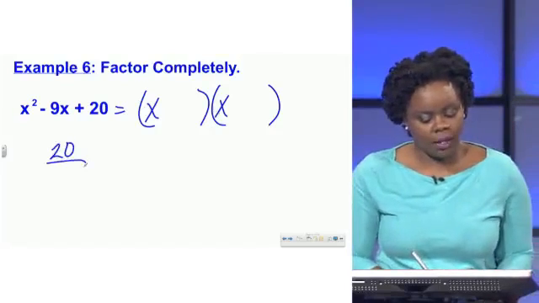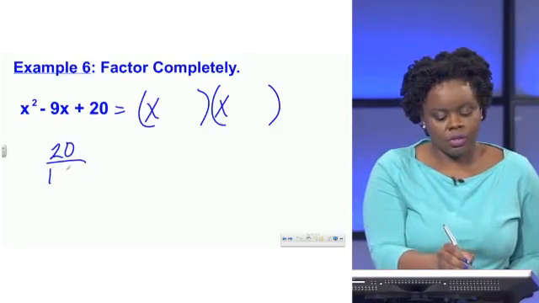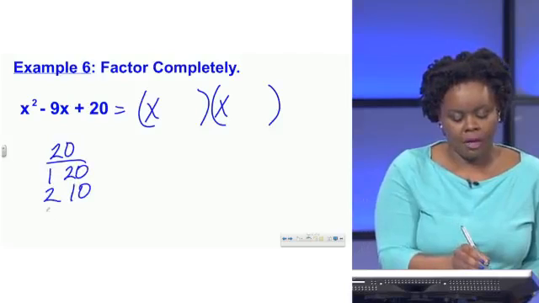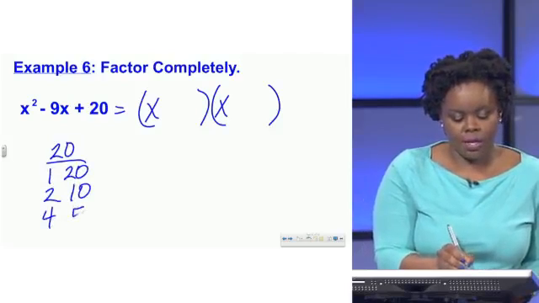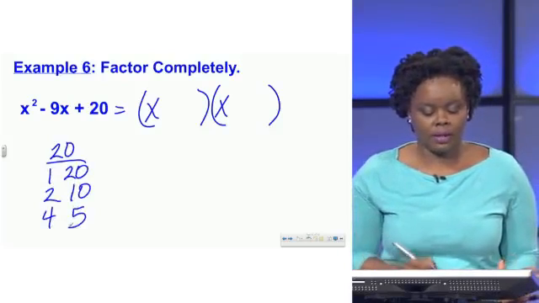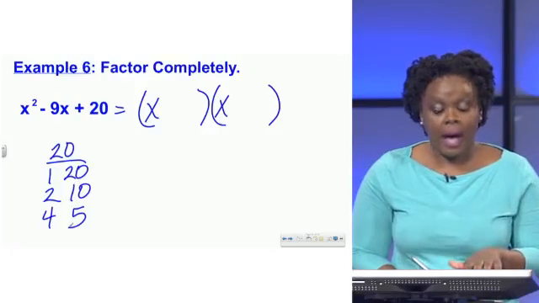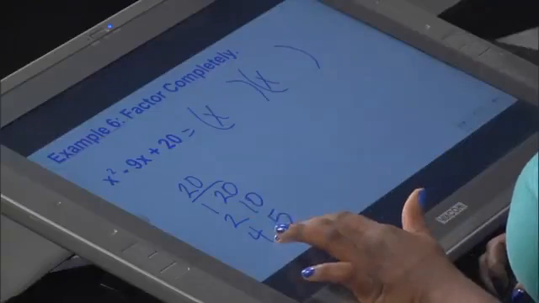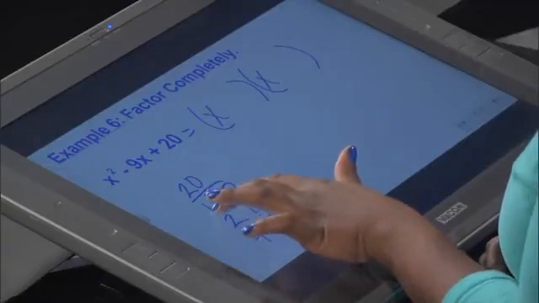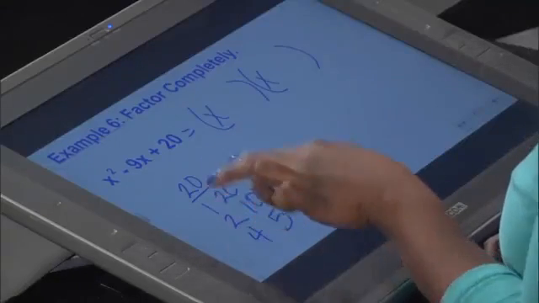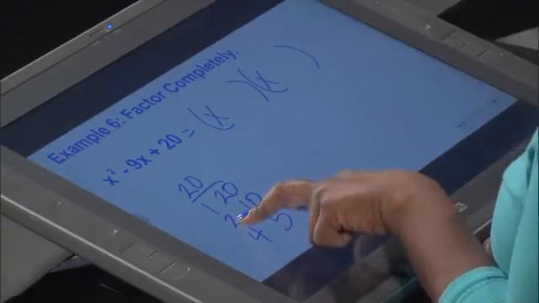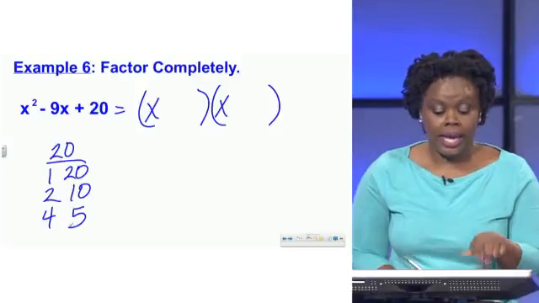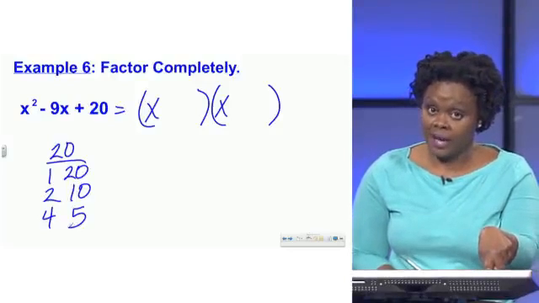So I'm factoring 20. So I know 1 times 20 is 20. 2 times 10 is 20. 4 times 5 is 20. And that's it for 20. Now, looking at these numbers as all positive, there's no way I could combine them and get negative numbers. 1 plus 20 will never equal a negative number. 2 plus 10 will never equal a negative number. 4 plus 5 will never equal a negative number. And I know I'm trying to get -9.